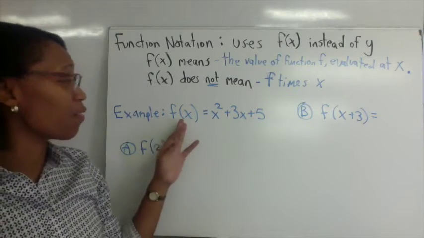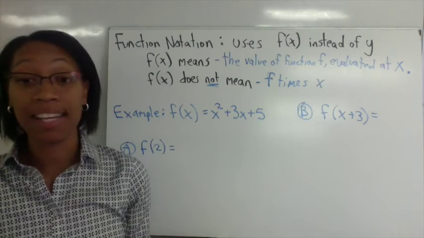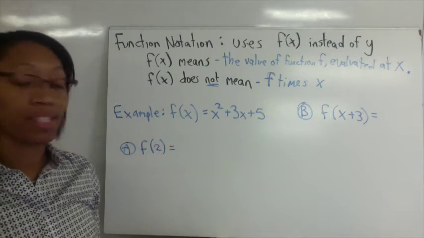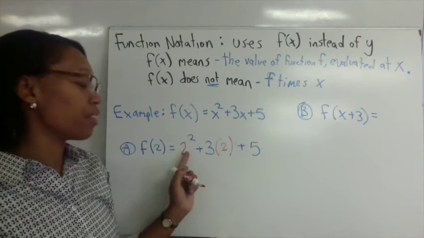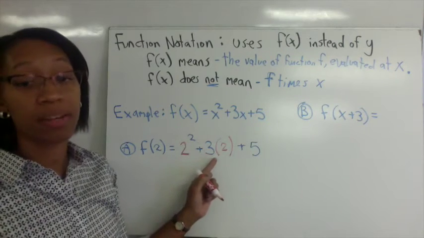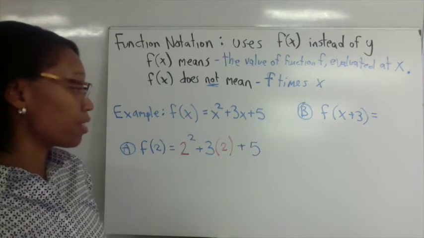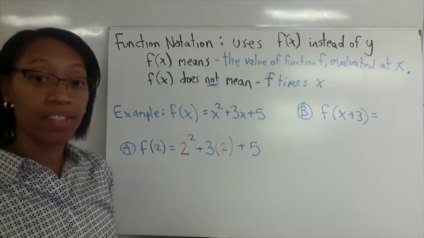Here I have the function f of x equals this parabola. Let's see if we can evaluate f of 2. Well, to find f of 2, we simply plug in 2 for x. So now I have 2 squared plus 3 times 2 plus 5. And that gives me 4 plus 6 plus 5, which is 15.